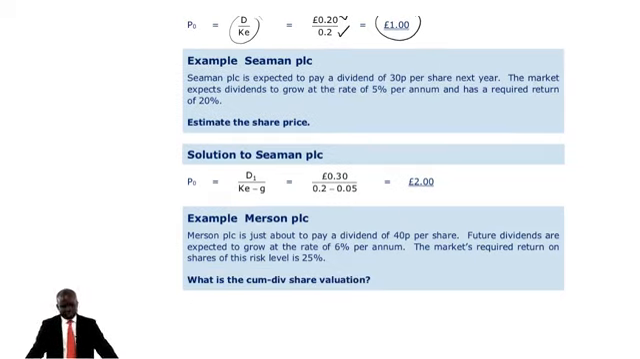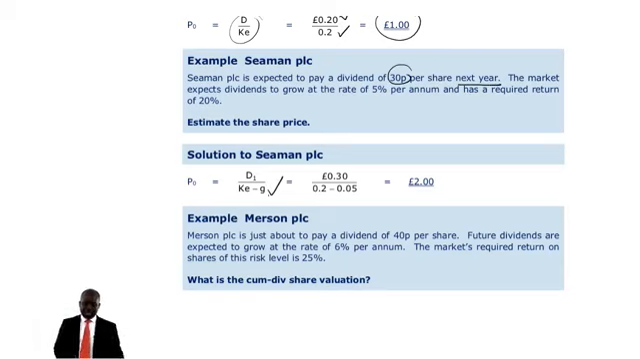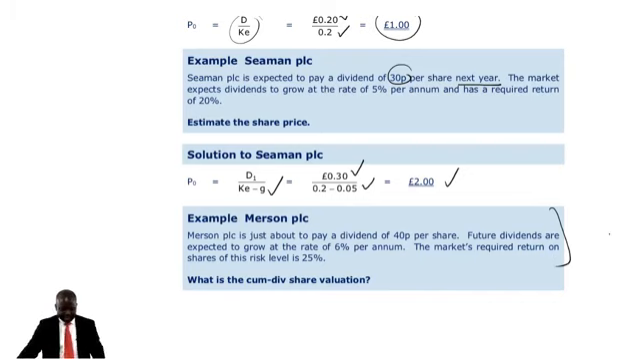Okay, so let's go to Seaman. Seaman PLC is expected to pay a dividend of 30p per share next year. The market expects dividend to grow at a rate of 5% per annum and has a required return of 20%. Okay, they said 30p per share next year. So once it's next year, this is the formula I want. Okay, and then that 30p over 0.2 minus 0.05. This is that. Have a look at this one.